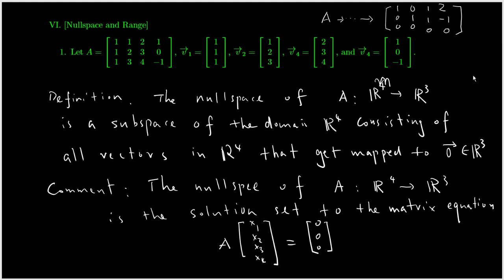If you could, in general, for any matrix with m rows and n columns, you can replace 4 with m, you will replace 3 with n, okay? And then it's a subspace of the domain Rn, right?